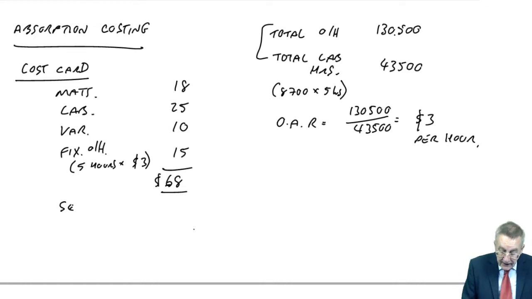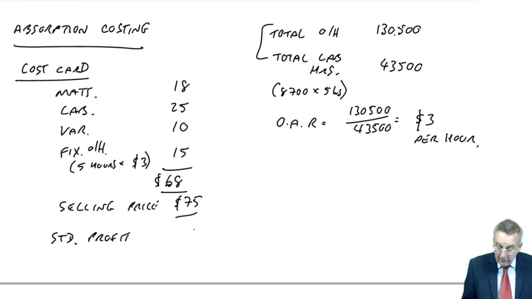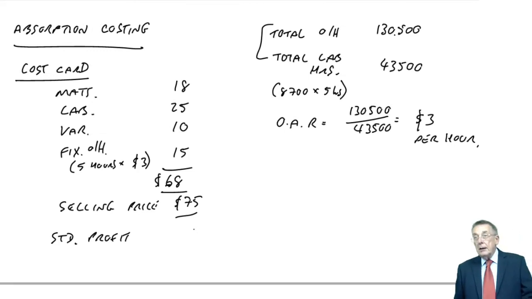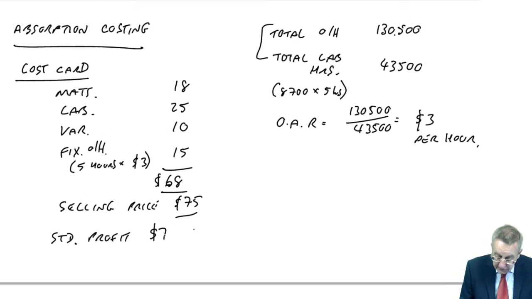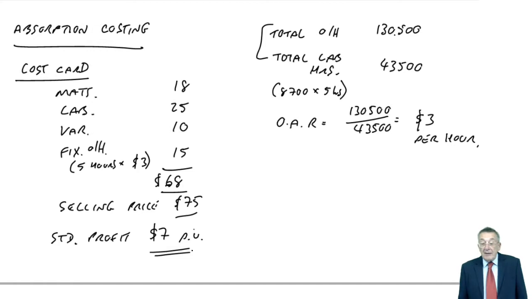The selling price is the same question, remember. The standard selling price was 75. So the standard profit, 75 selling price, 68 cost, a standard profit of 75 less 68. My head's going funny. Is that 17? No, 7. What am I talking about? $7 per unit. So a bit of easy revision from chapter 1. But it's absorption costing. There we are.